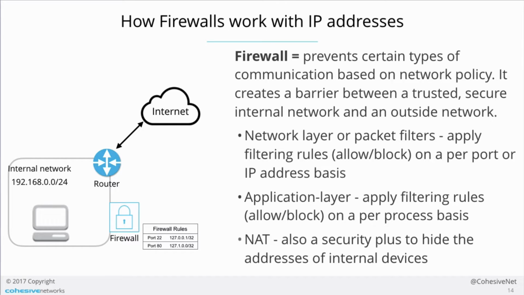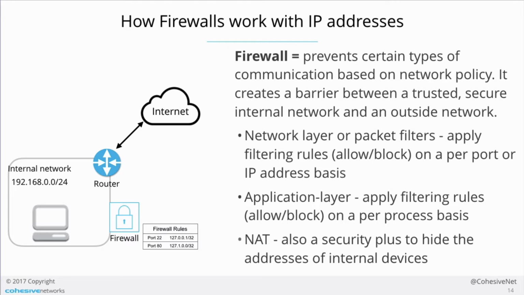So to kind of continue with this theme, the firewall prevents and filters certain types of communication based on network policy. There are two types, network layer and application layer. A network layer firewall is also called a packet filterer. It applies filtering rules to either allow or block on a per port or IP address basis. Application layer firewalls, on the other hand, apply filtering rules to allow and block on a per process basis. So if you want to think about dumb versus smarter, application layer is a little bit smarter.